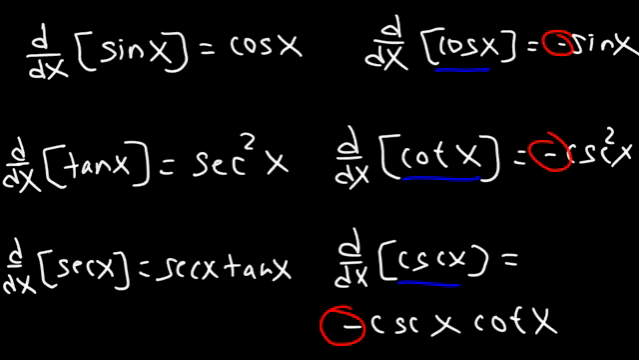So if you know the derivative of sine, tangent, and secant, you can easily find the derivative of cosine, cotangent, cosecant, looking at the similar relationships between what you see on the left side and what you see on the right side.